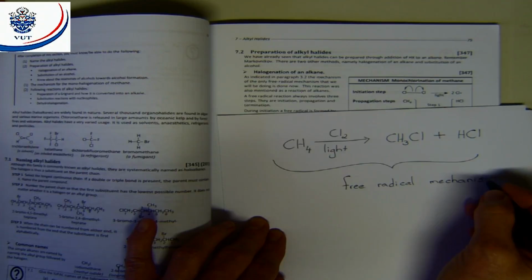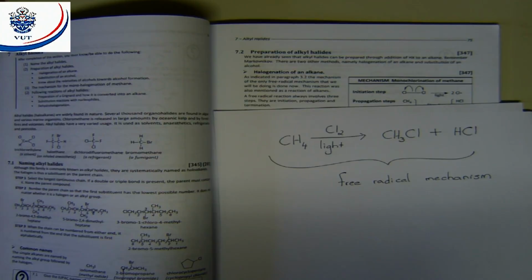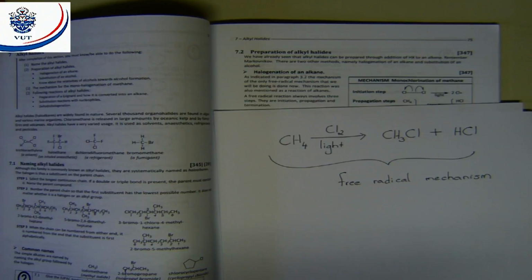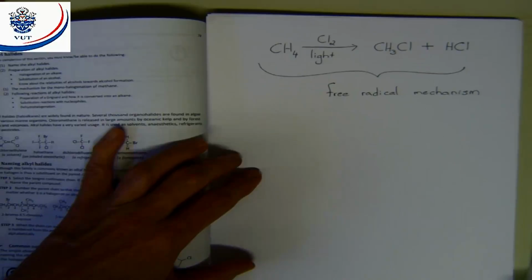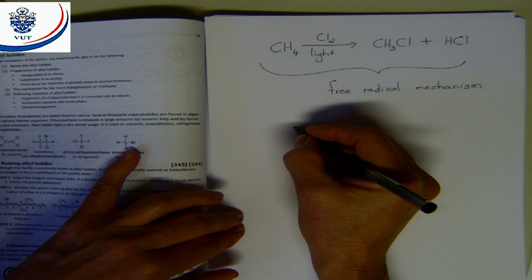And that is why we are going to have a closer look at this. Not because this is a very important way of preparing our alkyl halides. We usually prefer not to do the preparation by making use of this method. So when we include it here, we do it as an example of a free radical mechanism, so that you see how free radical mechanisms take place.